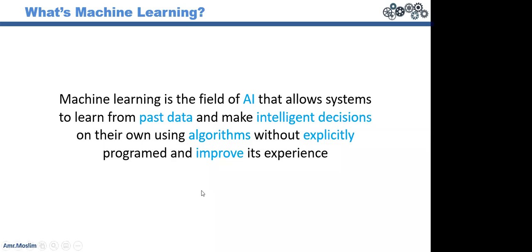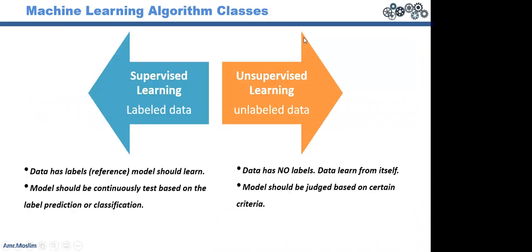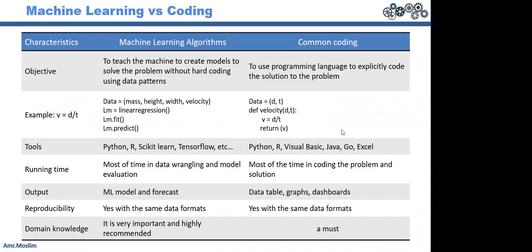In this slide you will see what the difference is between machine learning and common coding. In common coding, I will highlight this part of the table as the example. This will give us a good insight, and then we will move through the other parts.